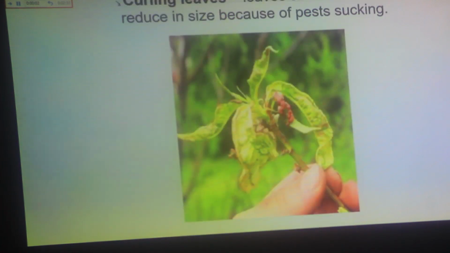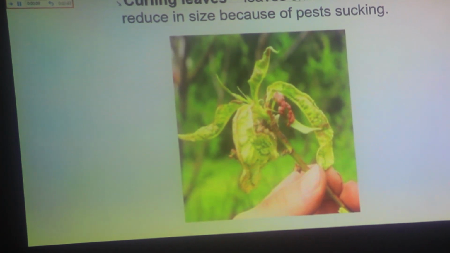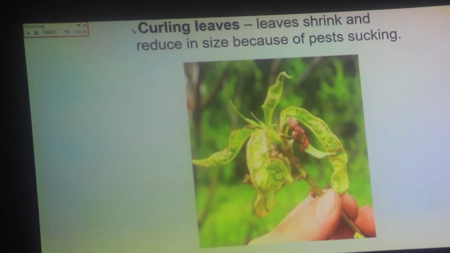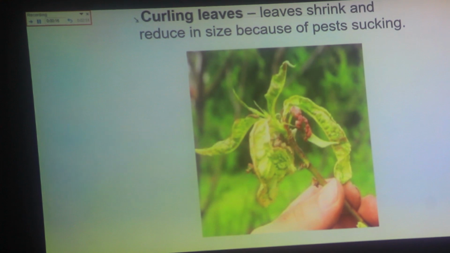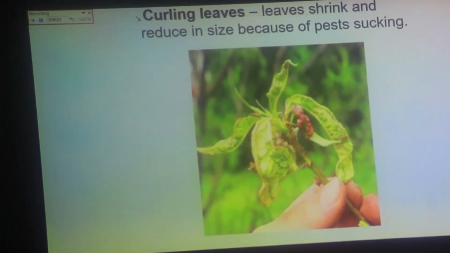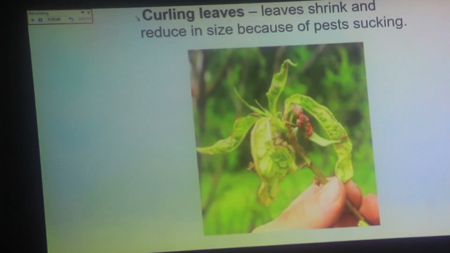Another way to identify if our vegetables have been affected by pests is by having curling leaves. We have various vegetables that have wide leaves, most of our leafy vegetables to be particular, but if they are attacked by crop pests, then they will shrink and reduce in size because the pests have been sucking on the sap that is available in the vegetables. As you can see, we have an example of a vegetable that has shrunk and reduced in size just because it has been attacked by the pest.